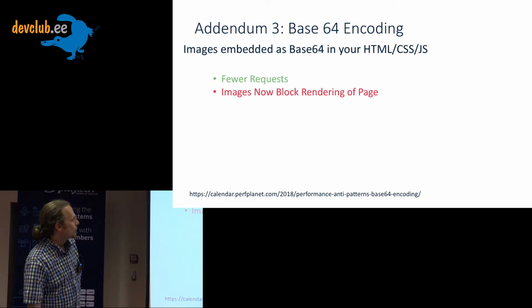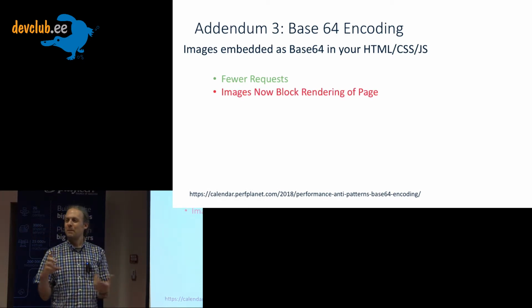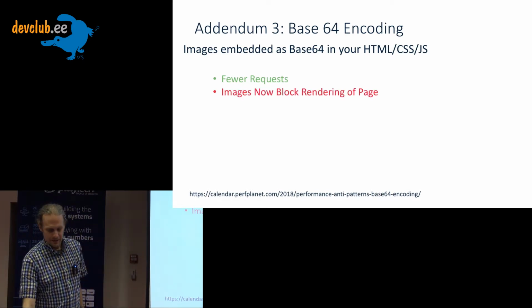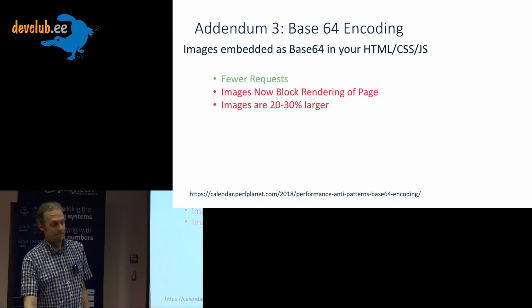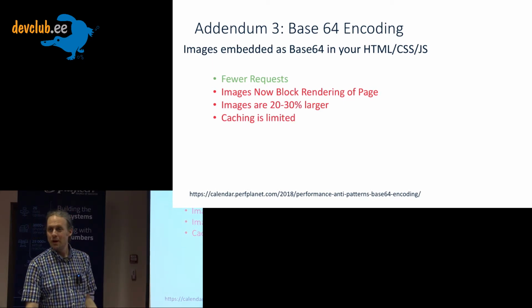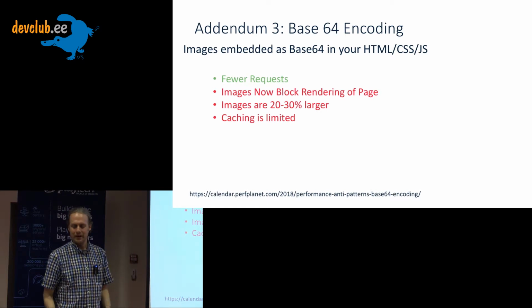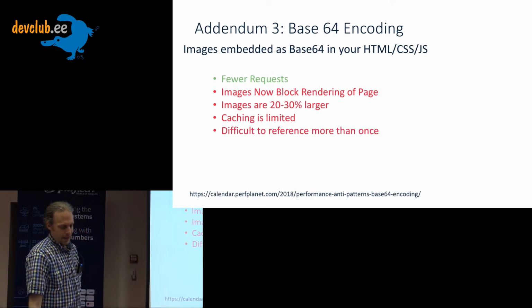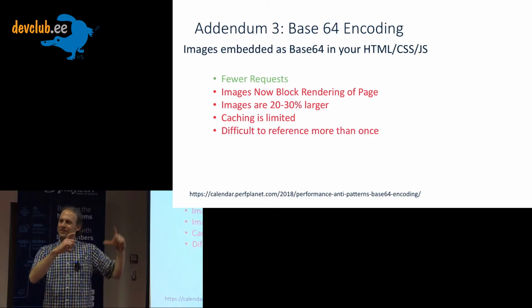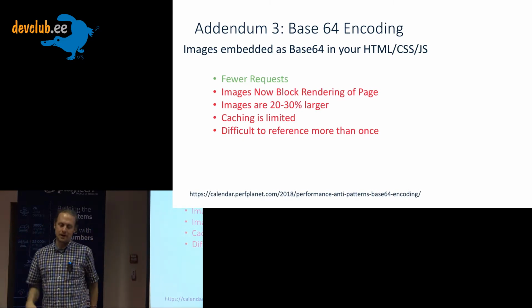When you base 64 encode your images, you're now blocking the rendering of the page with these images. The images are bigger. You can't cache them as well because they're part of your HTML, they're part of your CSS. And they're difficult to reference more than once because it's just like this blob of code.